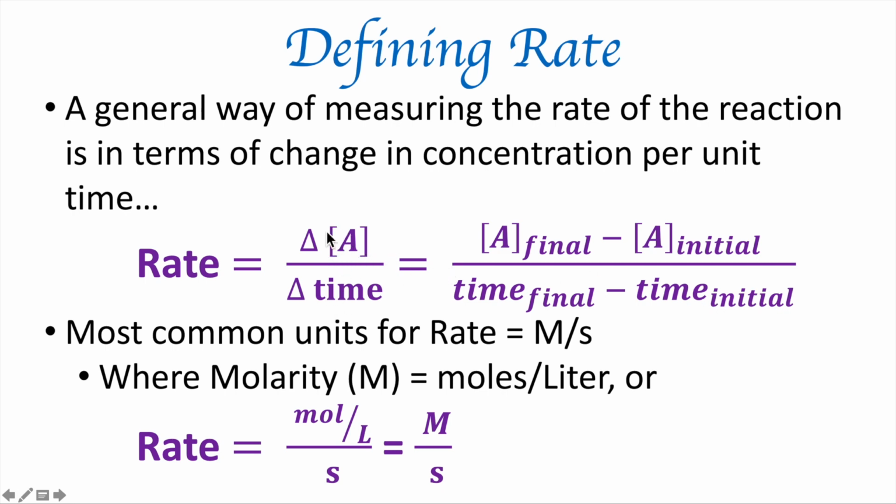So to simplify it, a lot of times they write it out this way here. But with the triangles, you always see final minus initial. And again, square brackets mean the concentration of whatever substance A is. Most often the unit for concentration is molarity. The unit for time is seconds, so therefore the unit is molarity per second. And just a reminder, molarity is moles per liter. So if you look at the units, it's moles per liter per second, or molarity per second.